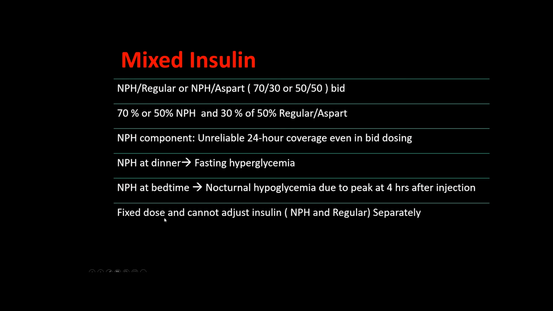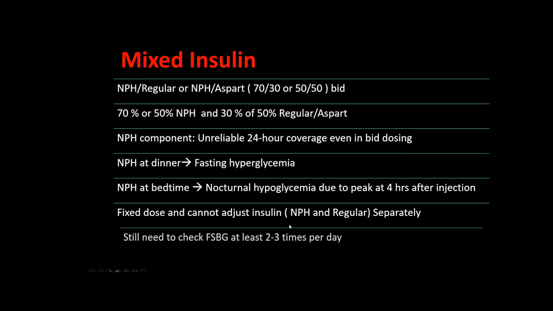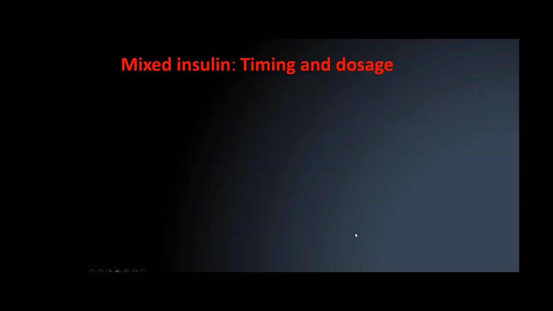If you use a fixed dose, you cannot adjust the insulin. So if it is possible, I would suggest using the NPH and the regular separately. If it's not possible, you can use it twice a day. You still need to check at least 2 or 3 times a day. Using mixed insulin does not mean that you don't check.